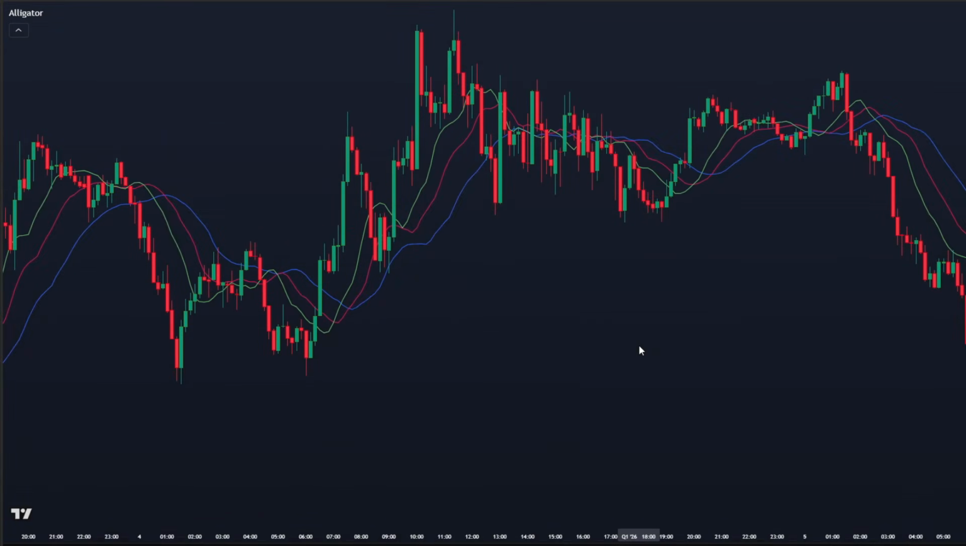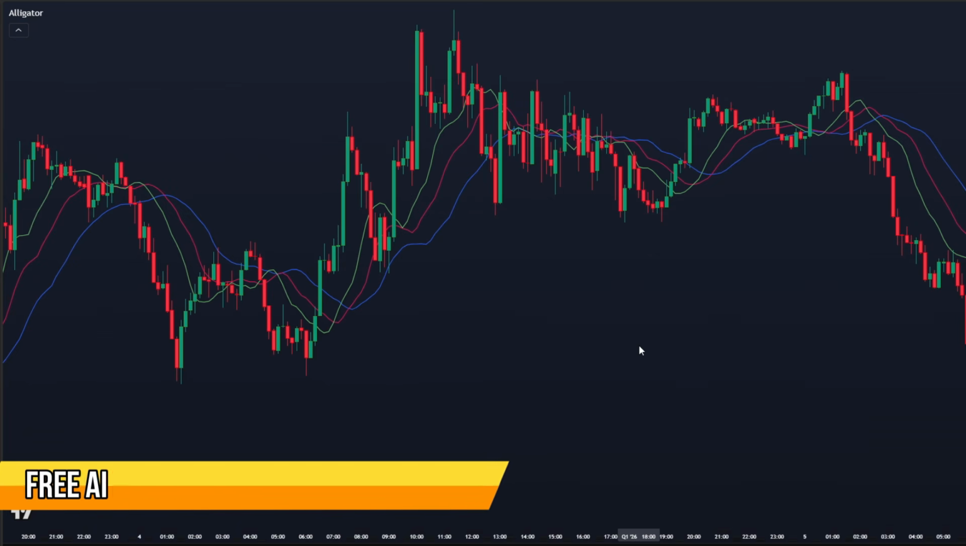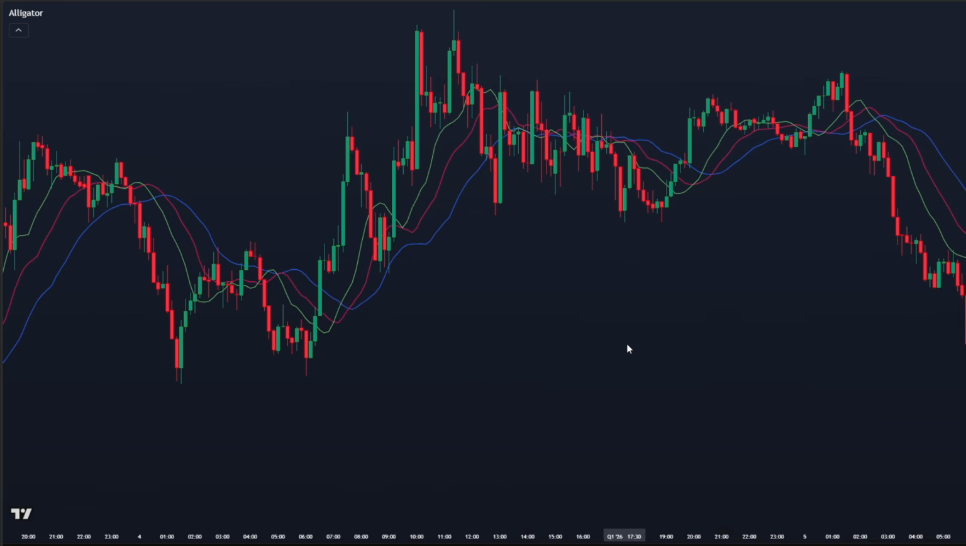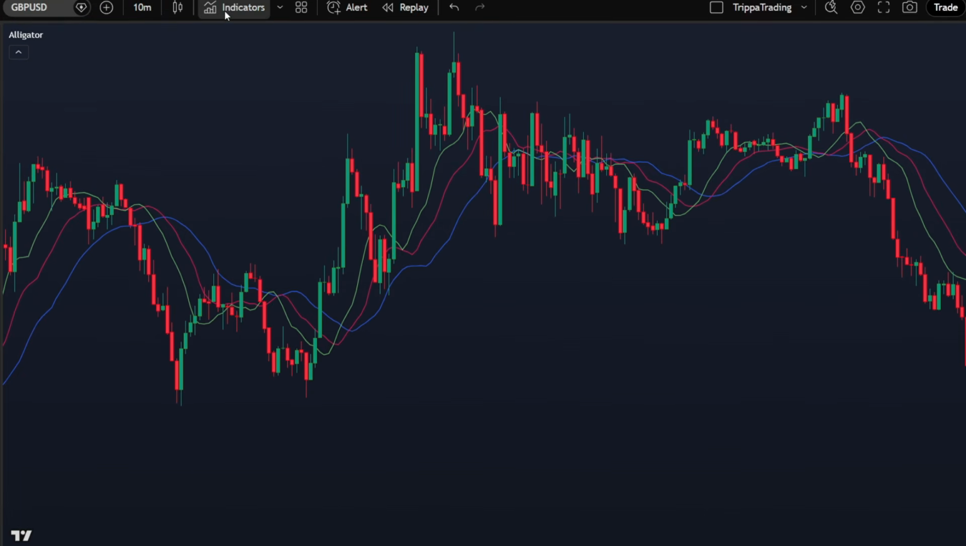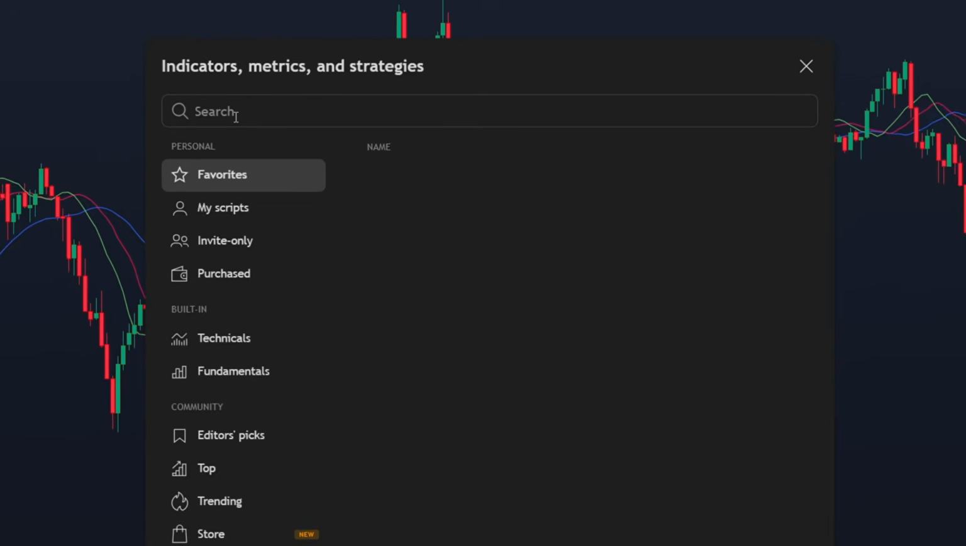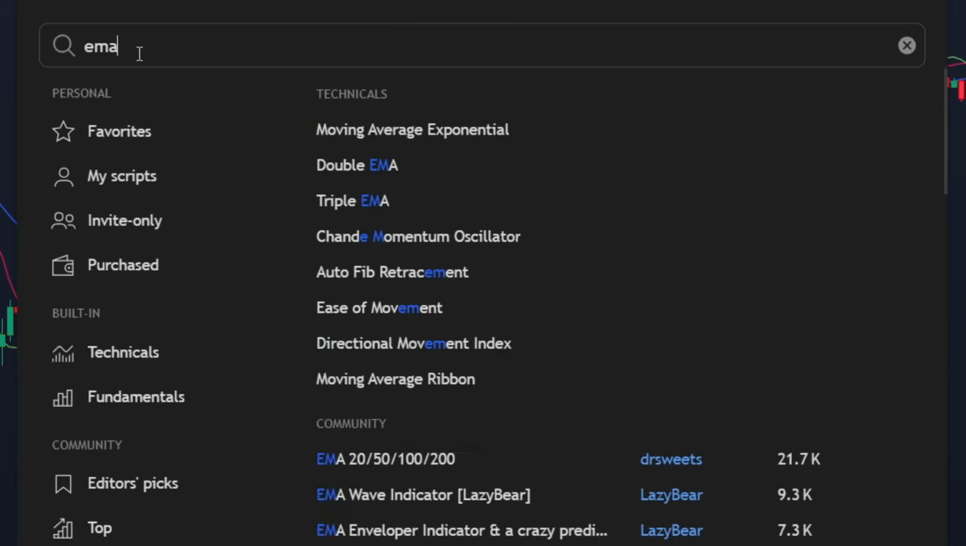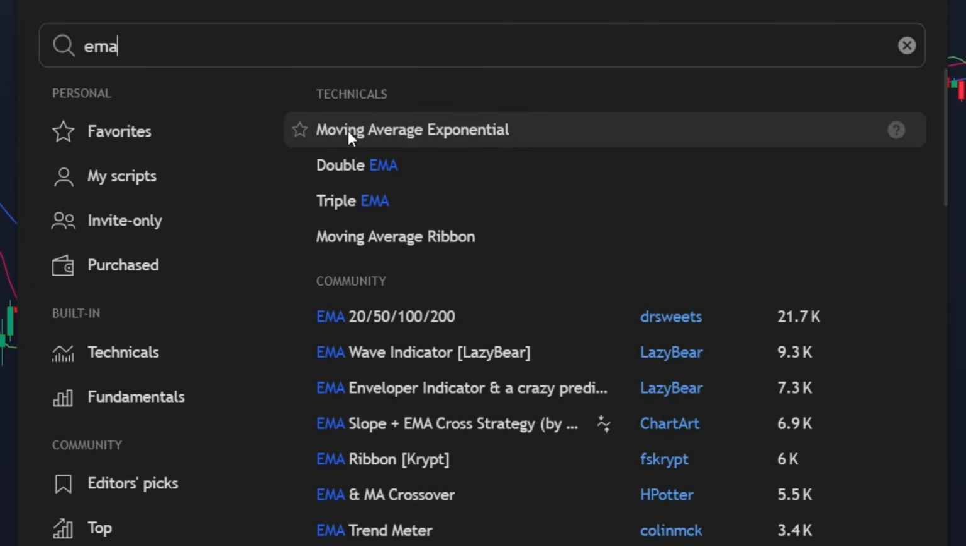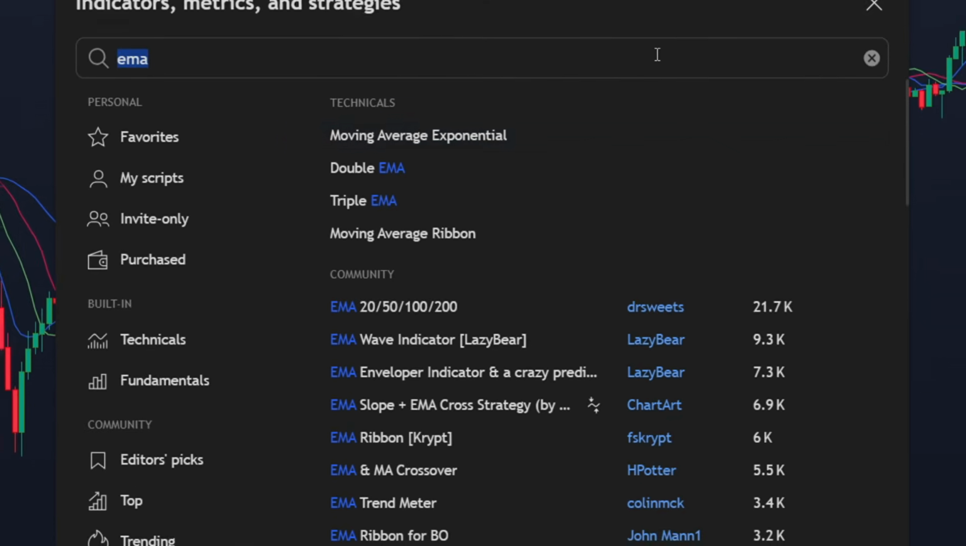Now let's move to the trading strategy that we can build around this indicator. To make this strategy more reliable, we will add one additional indicator to help us identify the longer-term trend of the market. So once again, we go to the Indicators section and search for EMA, which stands for Exponential Moving Average.